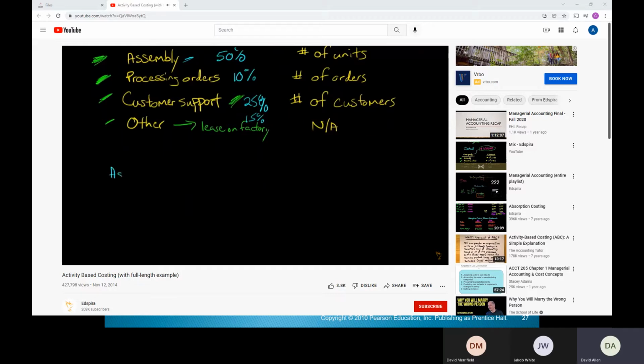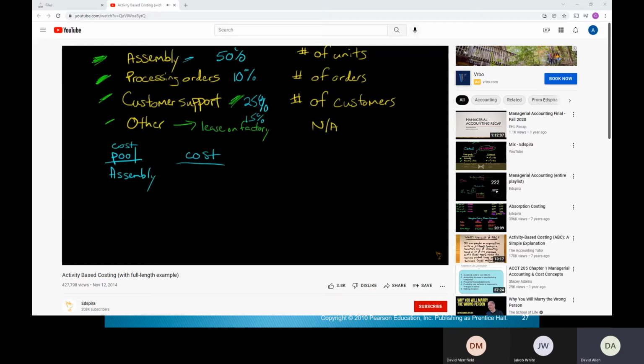So let's say here, we'll just write that. So we've got assembly. Here's our pool, I'll just put pool. And now we'll say the cost. We need to know the cost that is going to end up in this cost pool, and the cost that is going to end up right here. We need to know that.